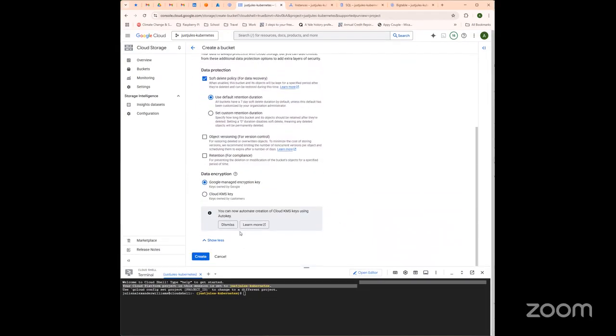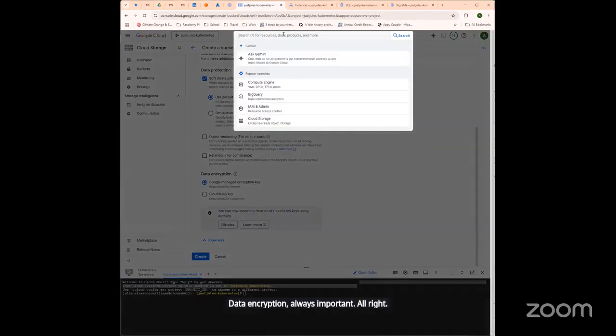Data encryption, always important. All right. So let's see if I can go to Fuse.